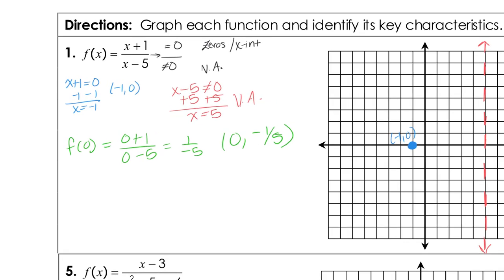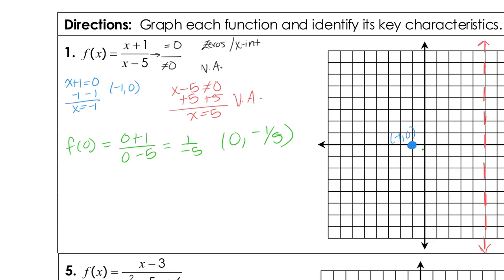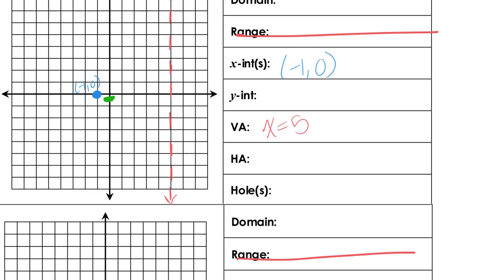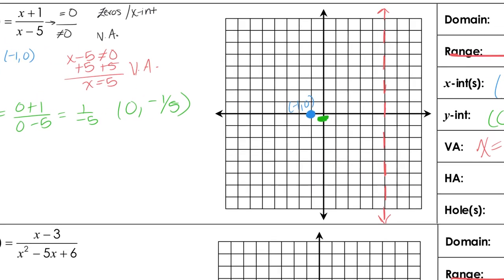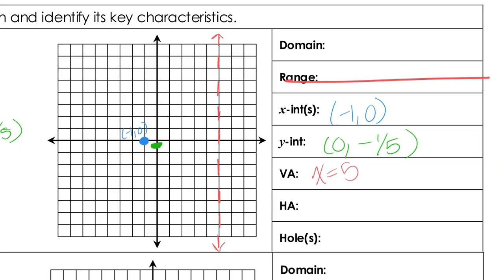So when I go to graph it, it's going to graph somewhere right here on my y-axis. For domain, I do domain last, so I'm just going to work my way down.